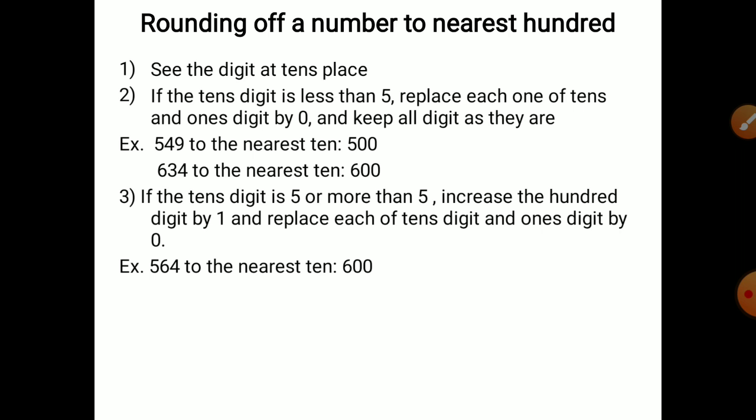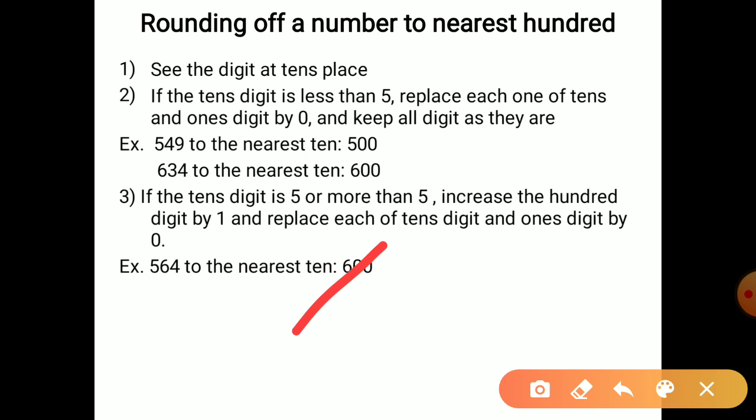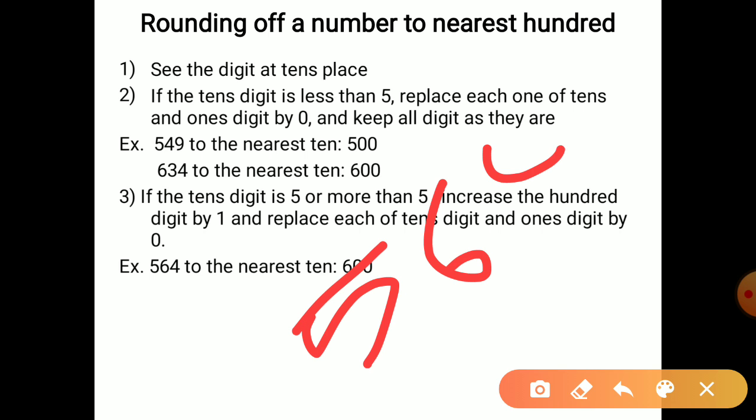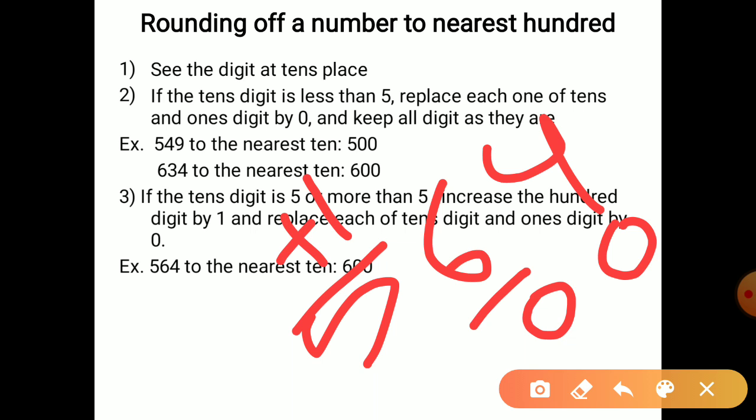Check one example. Suppose our number is 564. We check the tenth digit, that is 6, and it is more than 5. So we will make all the digits 0, and we will add 1 to the 100 digit. 5 plus 1 is 6. So our answer will be 600.